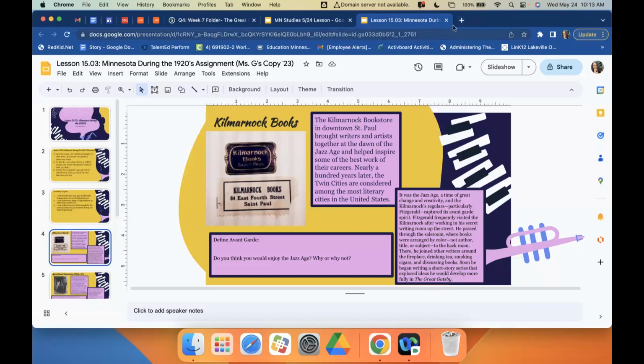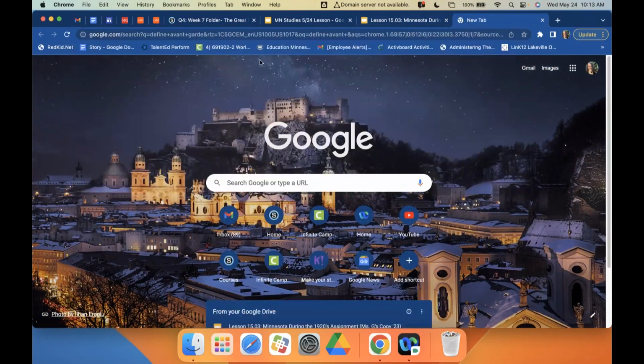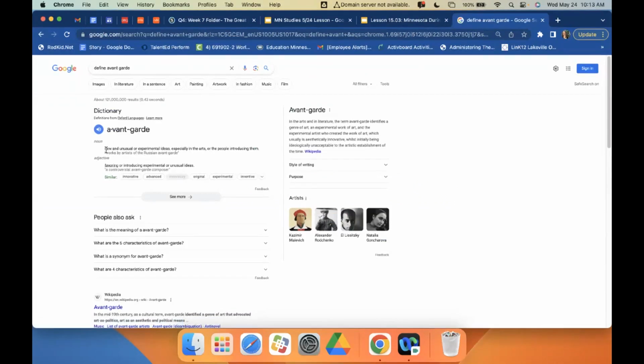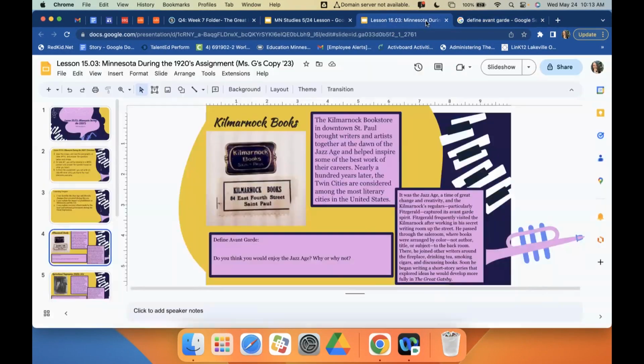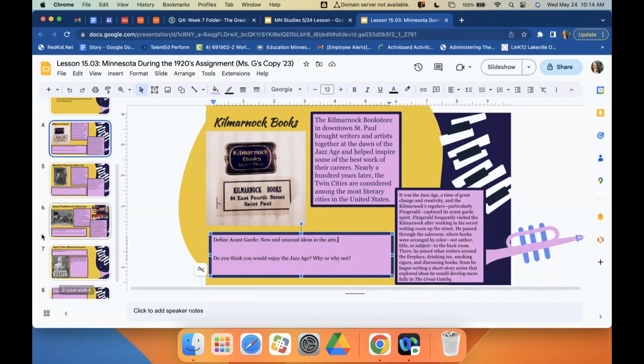Okay, so let's look up quick avant-garde. Okay, so this means new and unusual or experimental ideas, especially in the arts or people introducing them. So for that definition, you can write new and unusual ideas in the arts. Okay, so you'll be answering those 2 questions, and then let me know when you're ready to move on to slide number 5.